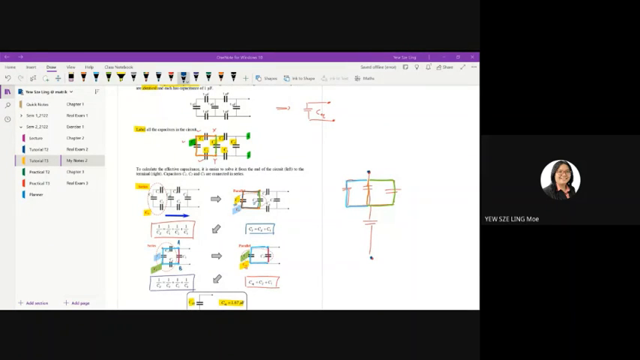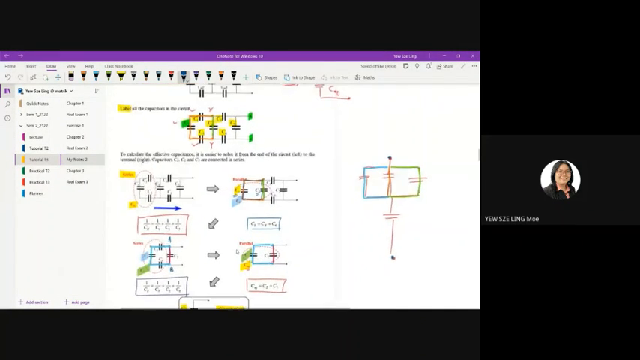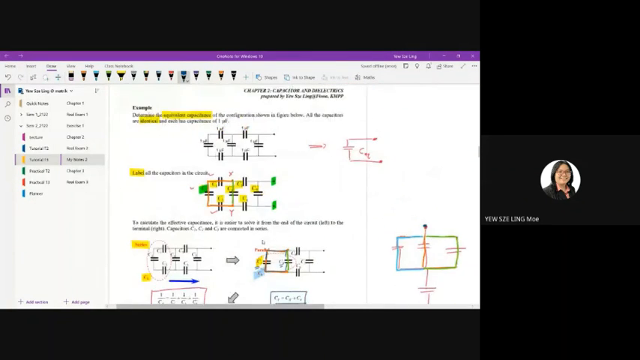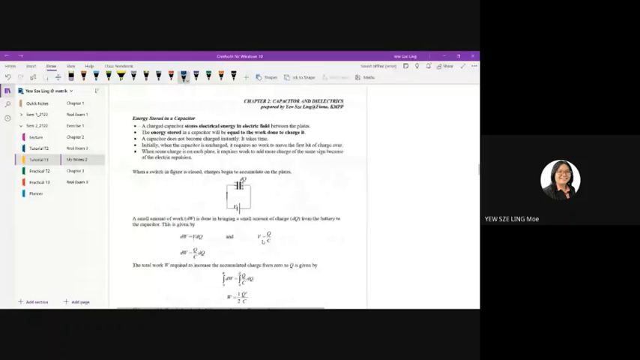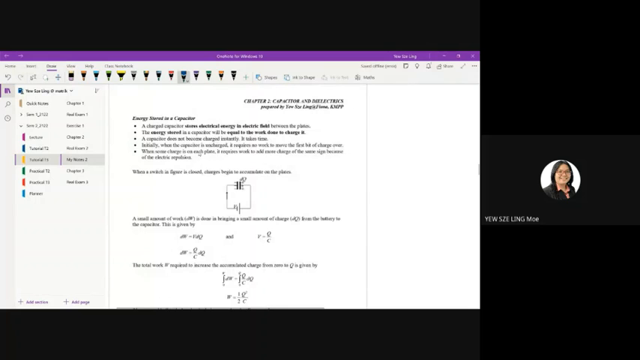Okay, so now let us move on to the next part. There are some things that I want you to write down again after this, which is related to the energy stored in capacitor. So energy stored in capacitor, a charged capacitor stores electrical energy in electric field. That's what I told you before. So the energy stored in the capacitor will be equal to the work done to charge it. So the capacitor does not become charged instantly. It takes time. That's why we have the exponential graph.